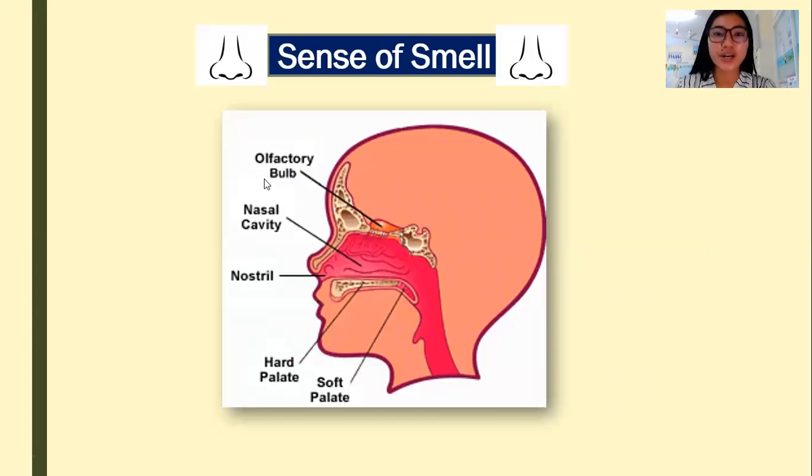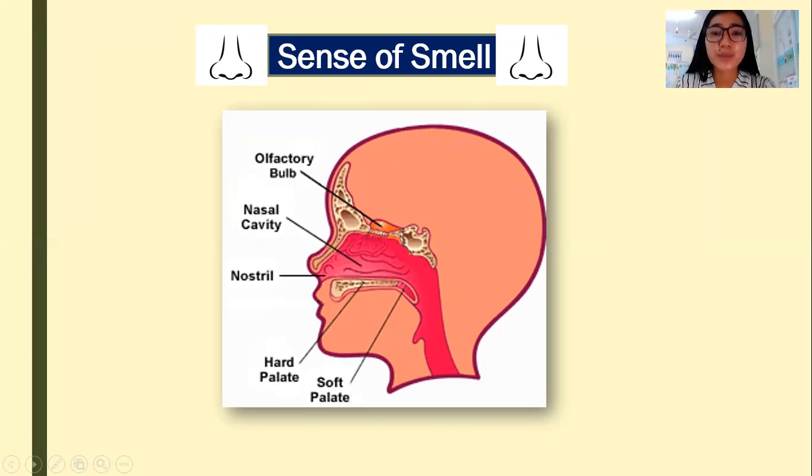Okay, so last week in class, we learned about the sense of smell and we also talked about the parts of our nose. Okay, so what are the parts of our nose? We have the olfactory bulb in this part, nasal cavity, nostril, and hard palate and soft palate. So this is our lesson last week.